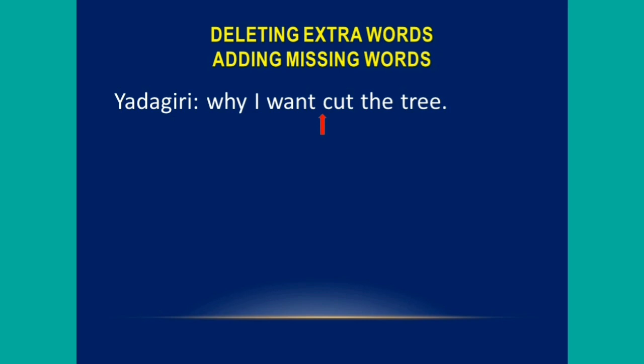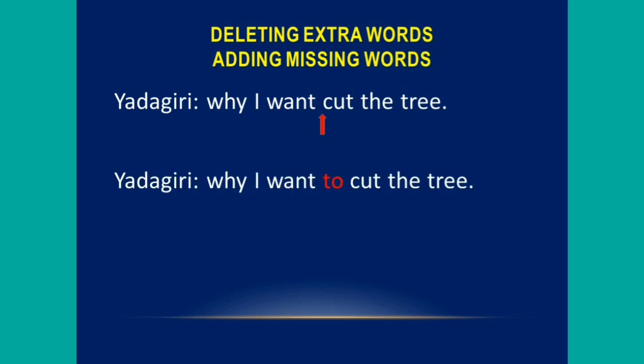Let's add a word after I want. What would you want to suggest, children? Why? I want to cut the tree. Perfect. Let's go to the next part, checking the word order.